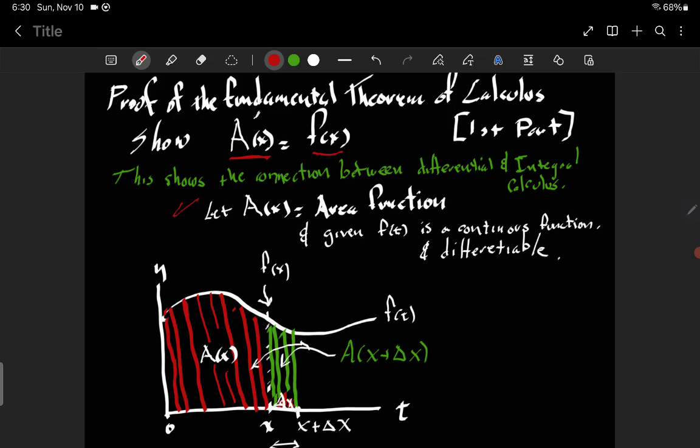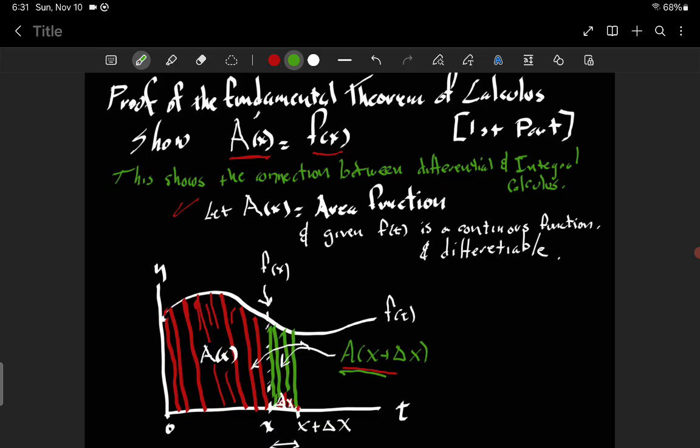First, we're going to let A of x equal the area function. In other words, it'd be like here under the red. This is the area under the curve, the total area under the curve. And this green one over here is the area under this distance between x and x plus delta x, which would give me this new position here. So that would be the area all the way back, including the green and the red. So let's see what happens here.